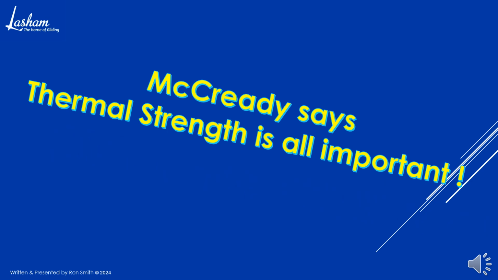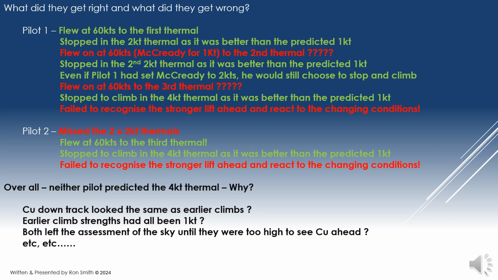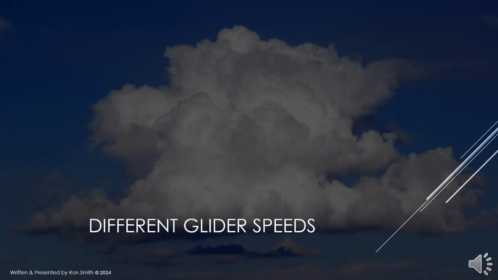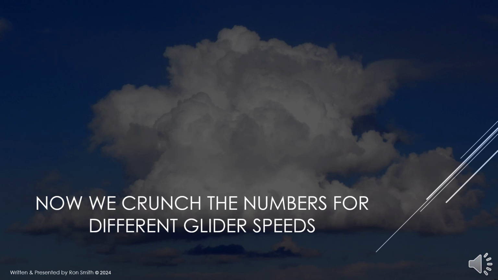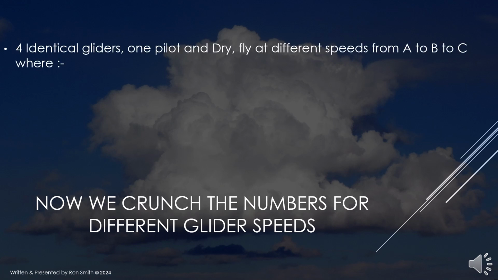For those who answered the rhetorical question, B to C is the most important, well done. Let's analyse what actually went on during this time. Items shown in green are those which they got correct. Items shown in red are the mistakes they made. Let's look at 4 identical gliders flying at different speeds between thermals, and let's crunch the numbers.